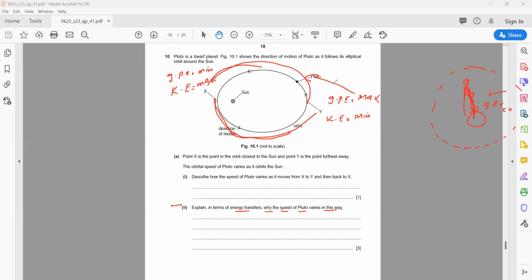But if you take the total here and total here, that is the same. If you add this one, the answer you will get, let's say, 100. So here, if you add this one, you also get 100. So the total energy at both points will remain constant. Okay.